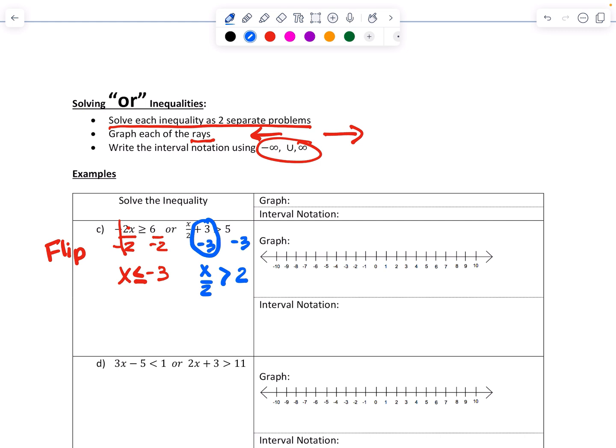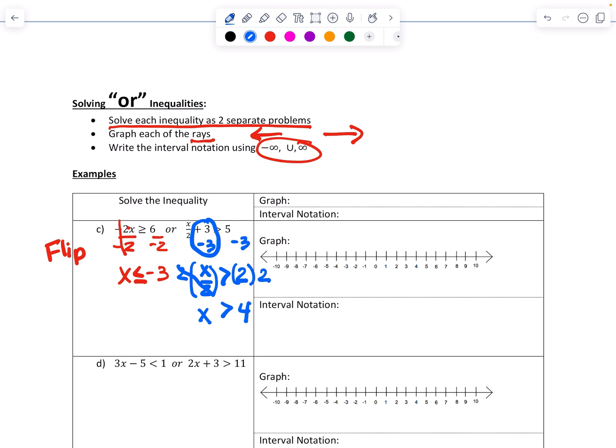Now I want to get rid of that divided by 2. Opposite of dividing by 2 would be multiplying by 2. So I'm going to multiply both sides of my inequality by 2. These 2's will reduce down to just 1x. 2 times 2 is 4. I multiplied by a positive, so my inequality stays the same.